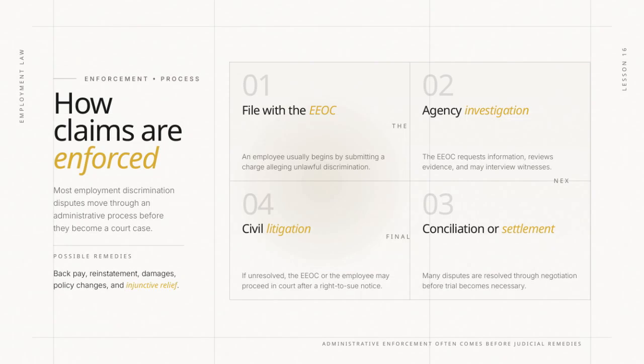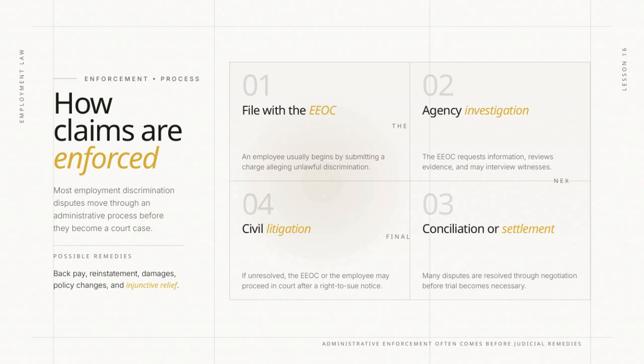When an employee believes they have been subjected to unlawful discrimination, the enforcement process typically begins with filing a charge with the Equal Employment Opportunity Commission, or EEOC. This is the first formal step where the employee submits their claim for investigation. Following this, the EEOC conducts a thorough investigation by gathering information, reviewing evidence, and interviewing witnesses to assess the validity of the complaint.